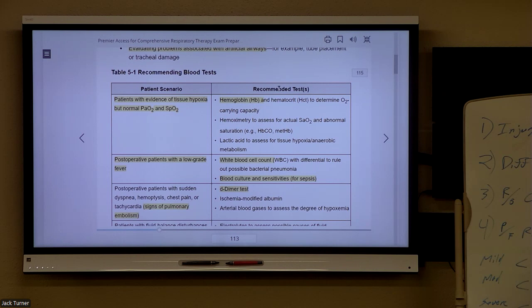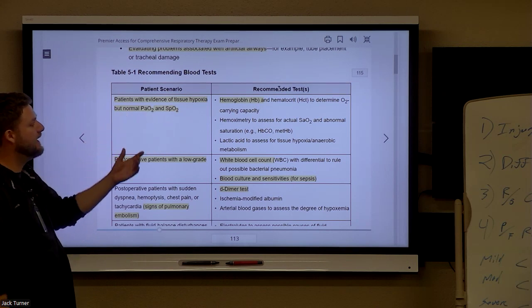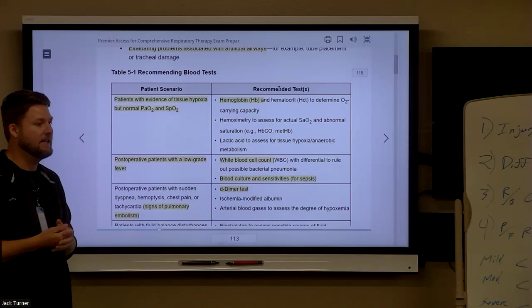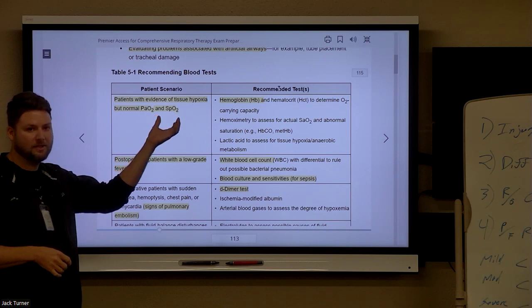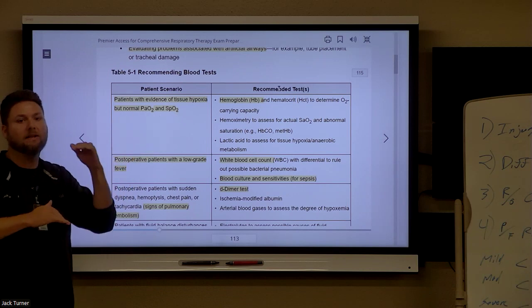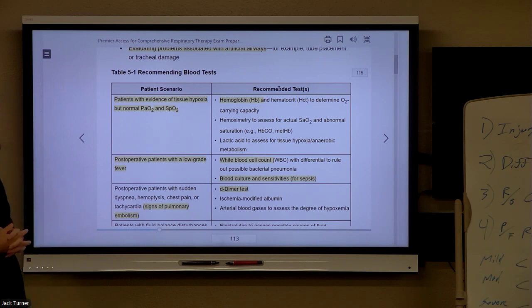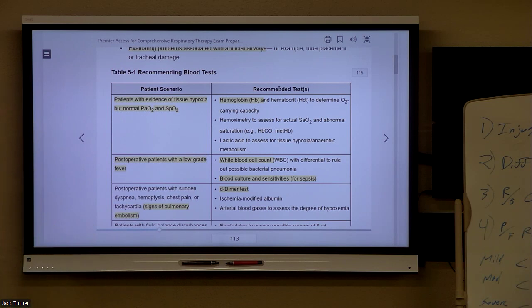So up here it says, if you have a normal PaO2 and SpO2 with signs of hypoxia, that can happen for sure when your hemoglobin's low. But typically when your hemoglobin's low, your SpO2 or SaO2 will be normalish, but your PaO2 will be low. Like they won't match each other essentially. The amount of dissolved oxygen won't match how much percentage we have. So you'll end up seeing that quite a bit. That would also indicate there might be a hemoglobin issue here.